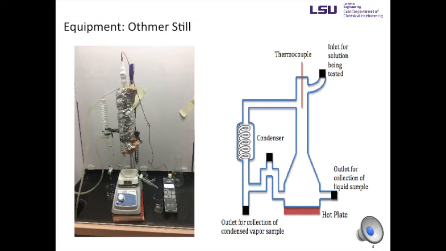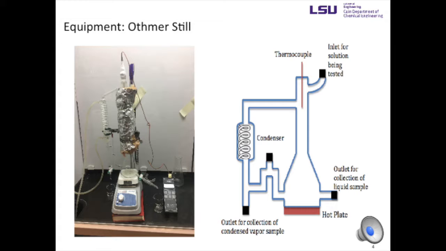In this experiment, an Othmer still was used in order to distill the ethanol water mixtures into different compositions. The Othmer still sits on top of a hot plate that heats the liquid to the boiling point until equilibrium is reached. We monitored the temperature on the thermocouple, and once the vapor composition refluxed and the temperature remained constant for about 5 minutes, that temperature was recorded as the equilibrium temperature.